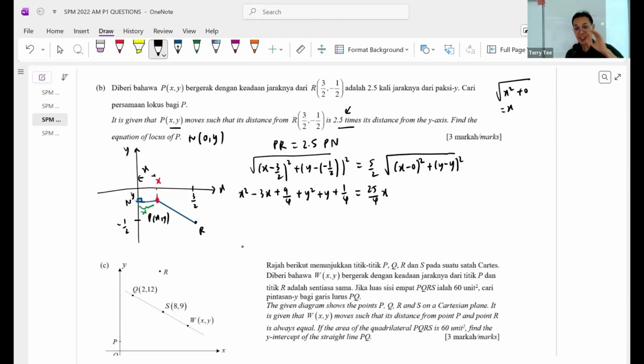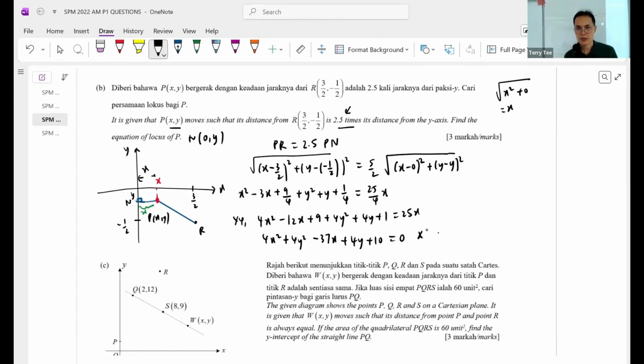Okay? Now, fractions are a bit annoying, so what do I do? Multiply everybody by 4. So 4x squared minus 12x. Let me simplify this. 12x plus 9 plus 4y squared plus 4y plus 1 equals 25x. Okay, rearrange: 4x squared plus 4y squared minus 37x plus 4y plus 10 equals 0.